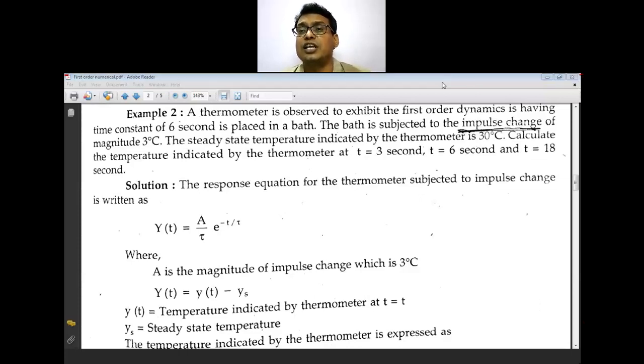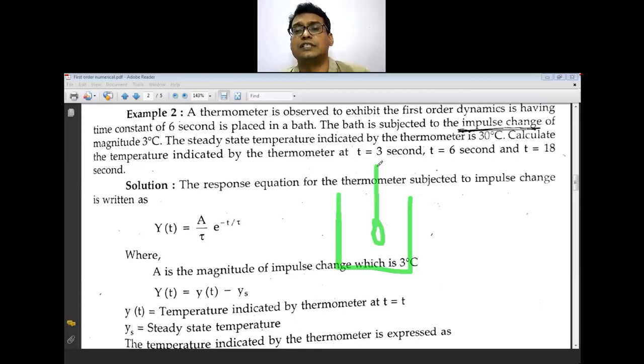Now, what is happening in this example? Initially the thermometer is at 30 degrees Celsius, and the temperature is increased by an impulse of magnitude 3 degrees Celsius. Initially the temperature is at 30 degrees Celsius.